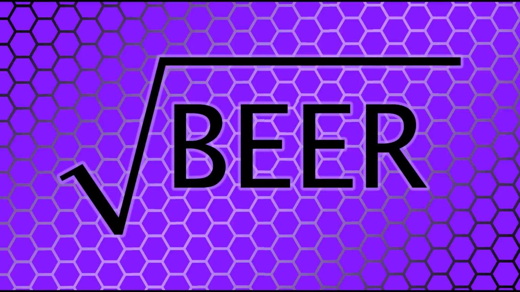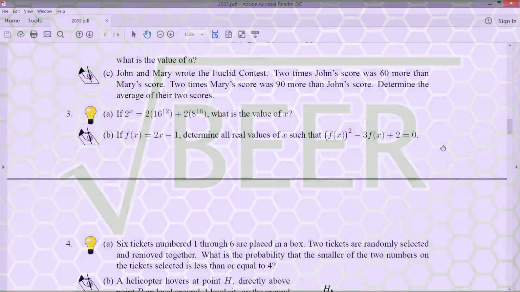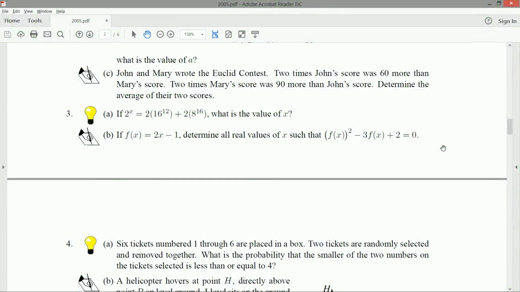Hello everybody and welcome back to more of the 2005 Euclid contest. We're up to question number 3 in this video. It's got a light bulb and a written part, so let's tackle question A, the light bulb, first. If 2 to the x is equal to twice 16 to the 12 plus twice 8 to the 16, what is the value of x?